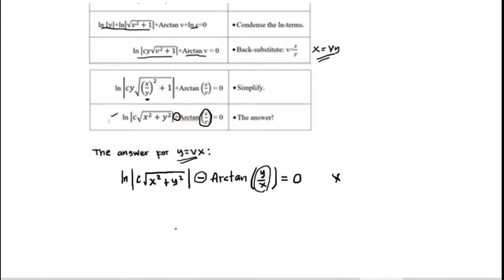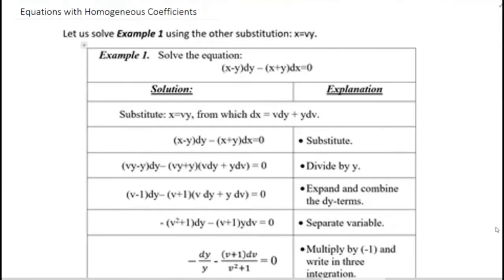And take note that arctan of x over y is equivalent to the negative arctan of the reciprocal of the angle, y over x. So therefore, the two answers are equal. As noticed, our two solutions have the same length of solution and are equivalent in terms of easiness.